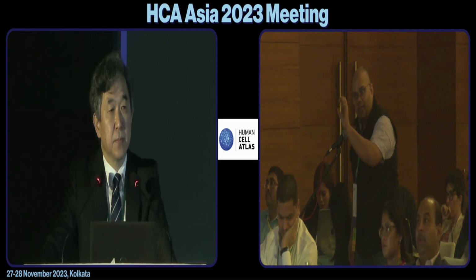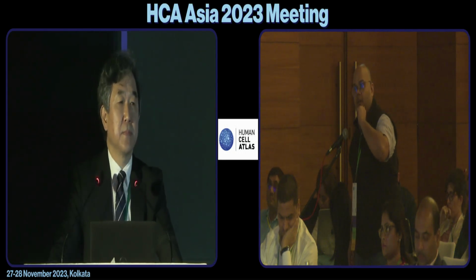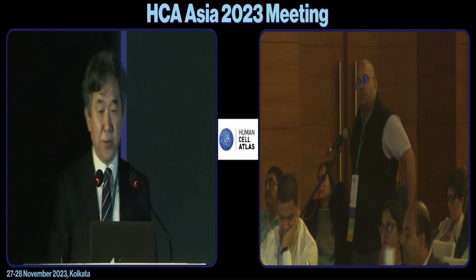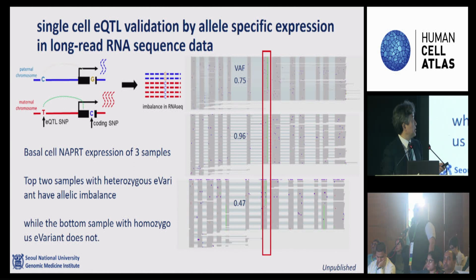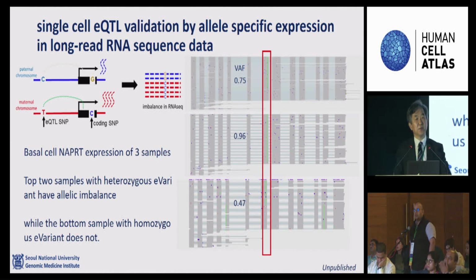Because in your figure, it seemed like at the top... Can you show this slide? Okay, you mean this one? Yes. This is the sequencing allele frequency. So if there is G and C in this region, the variant, for example, is C. The frequency of C is 0.75 or 0.96, even though it's heterozygous in genotype. So that means that the expression of one allele is dominant over the other.